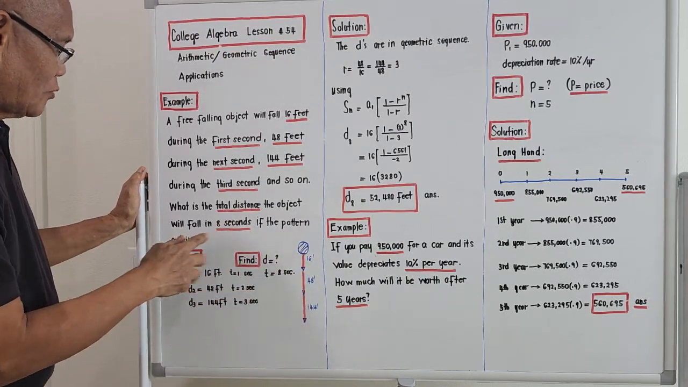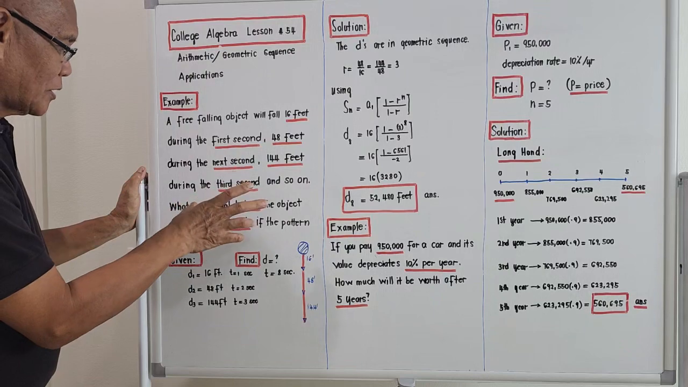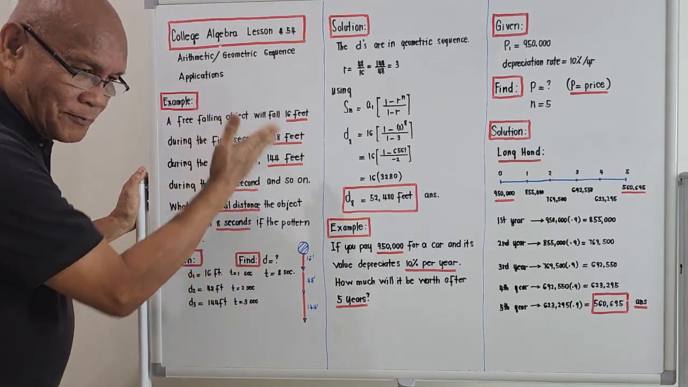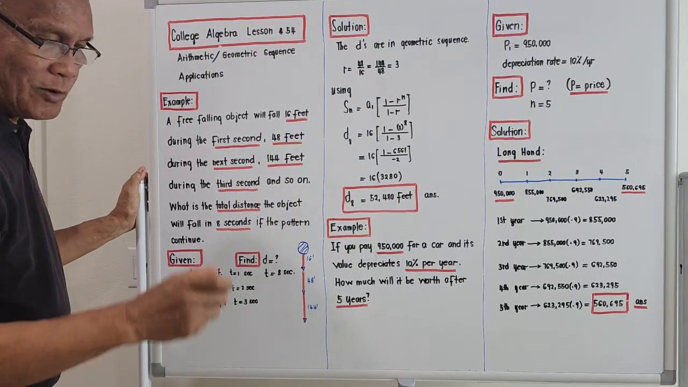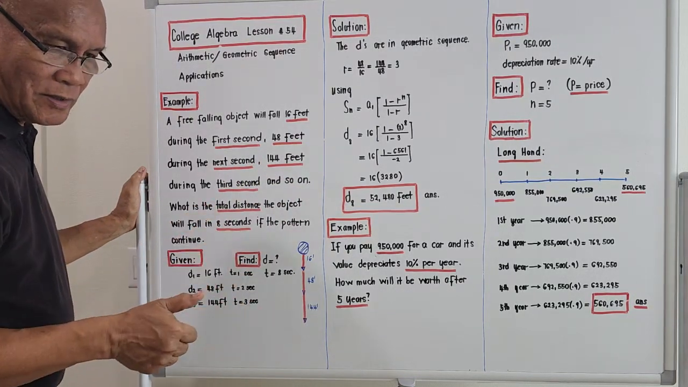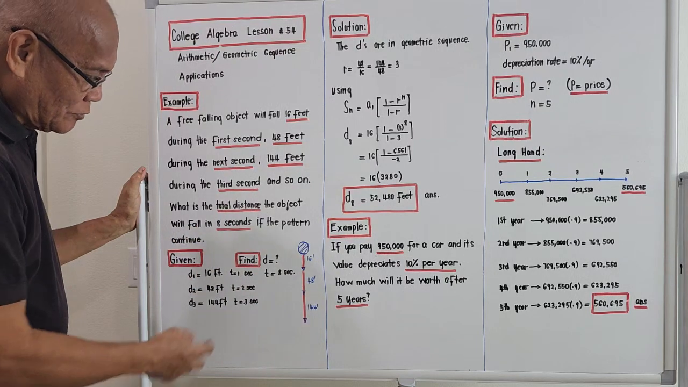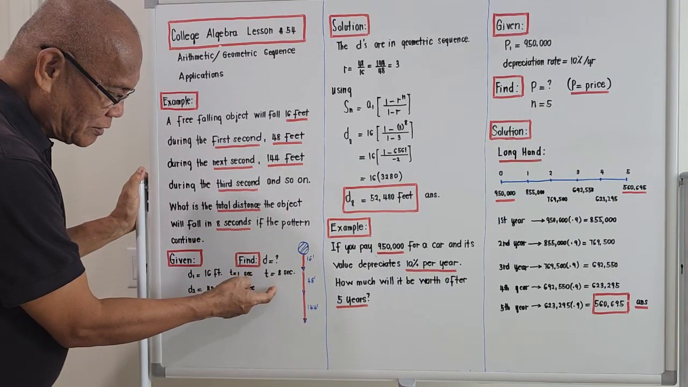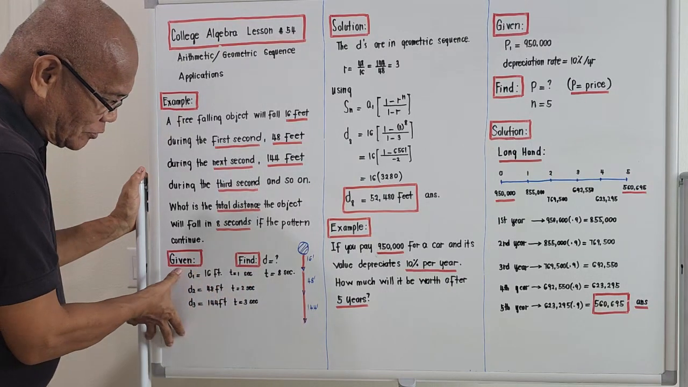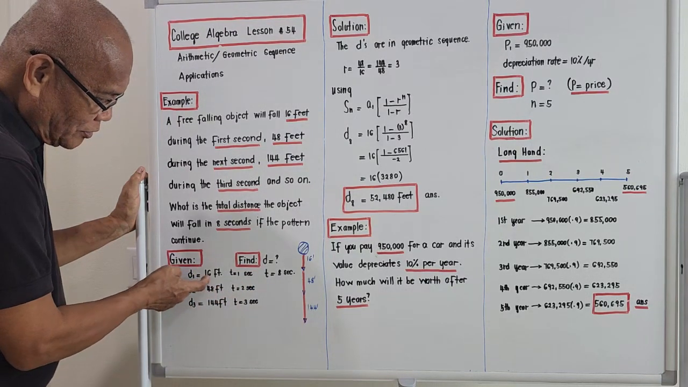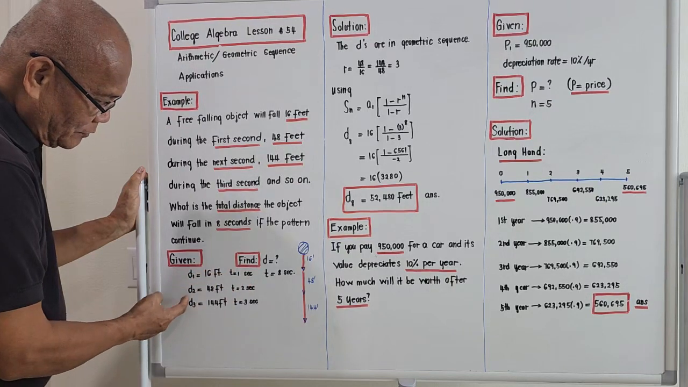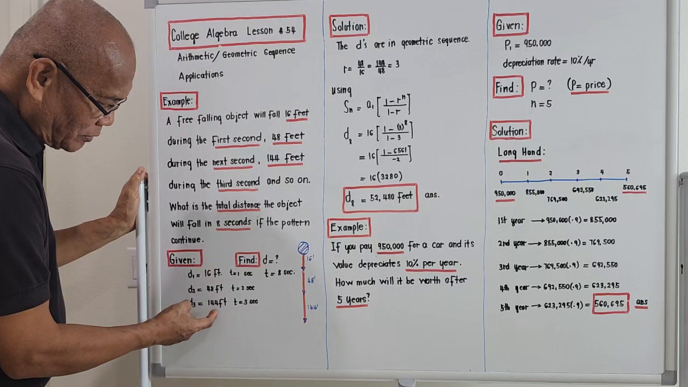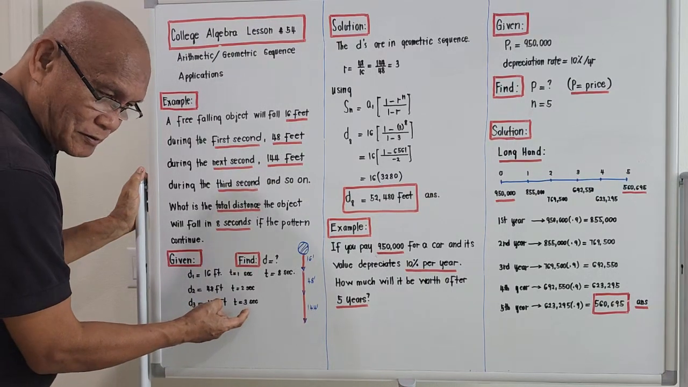Let's try to bring out first what is required. The problem is what is the total distance the object will fall in 8 seconds, meaning after traveling for 8 seconds, what will be the total distance traveled by the falling object? So what will be d after time t equal to 8 seconds? I've given these conditions here. D1 is 16 feet after 1 second, D2 is 48 feet after 2 seconds, and D3 will be 144 feet, that is after 3 seconds.